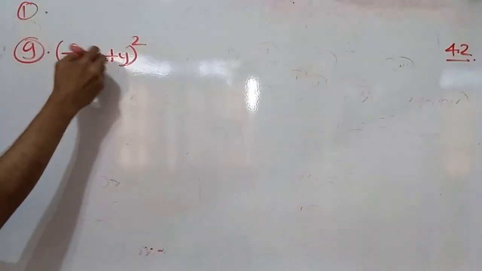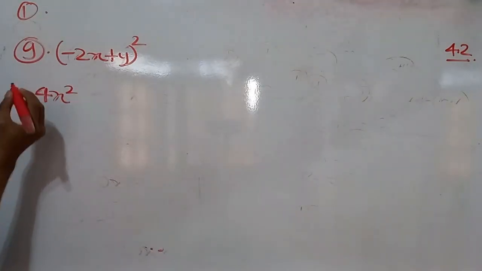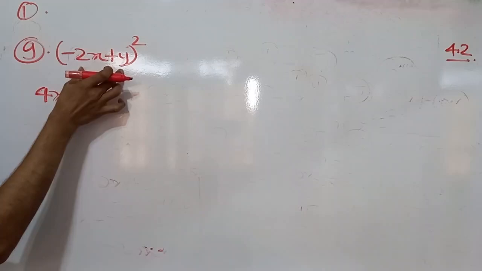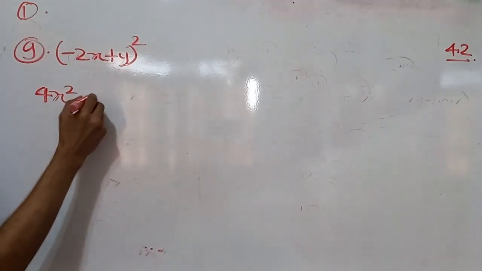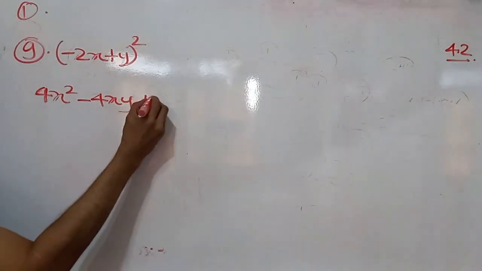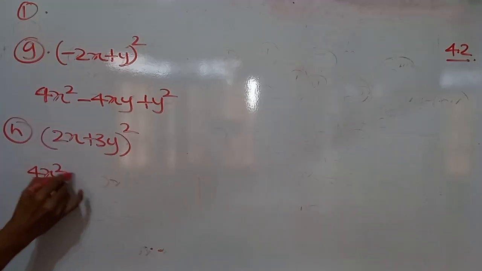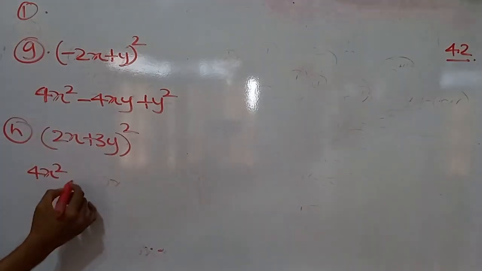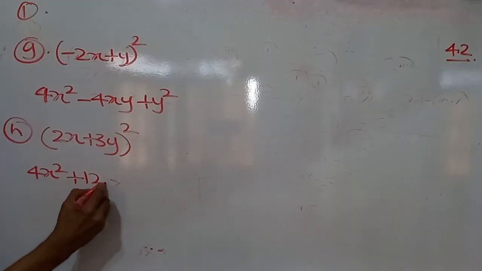So we have to square this. So this becomes what? 4x squared. So that's a positive one. Then multiply these two. 2xy. Multiply that by 2. This becomes 4xy. So this is negative. Plus y squared. So we have to square this. This becomes 4x squared. Then we have to multiply these two. So 6xy. Then multiply that by 2. 12xy.